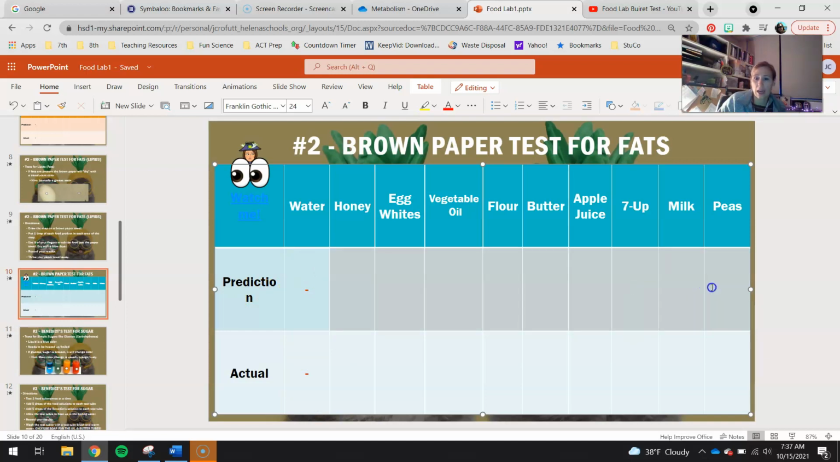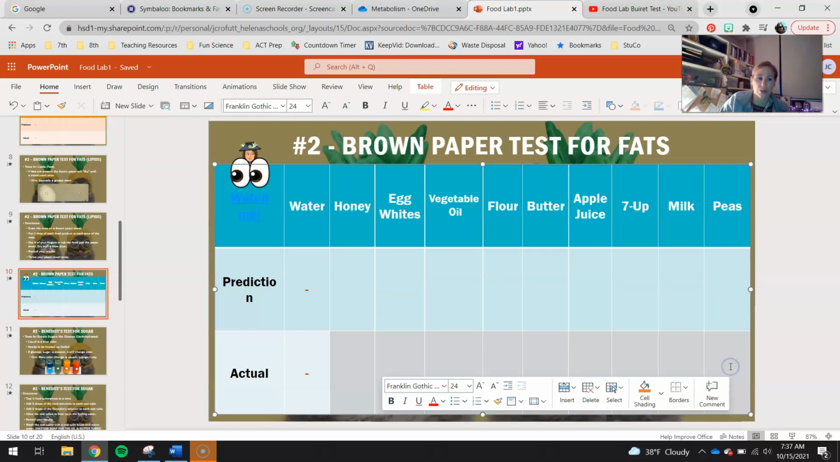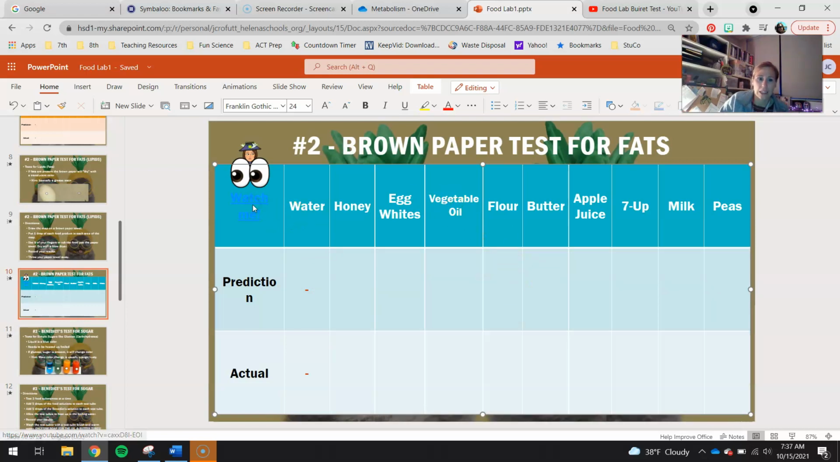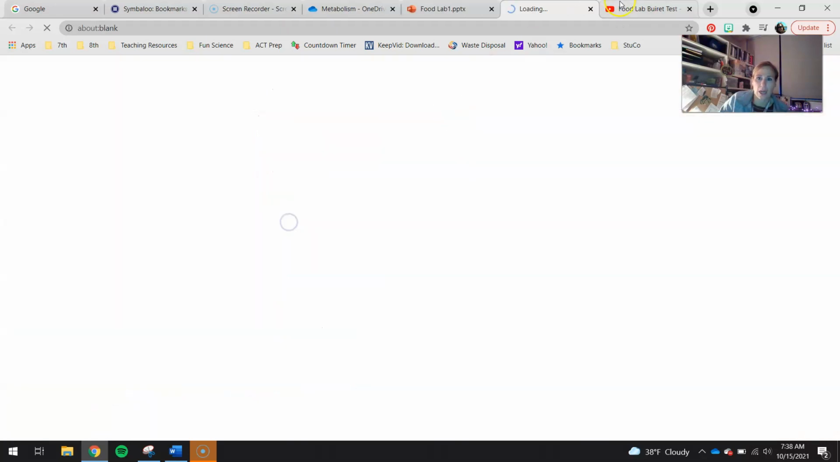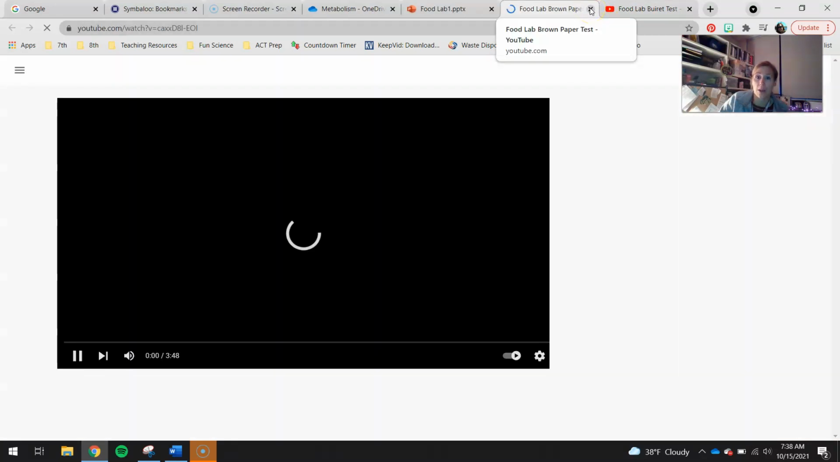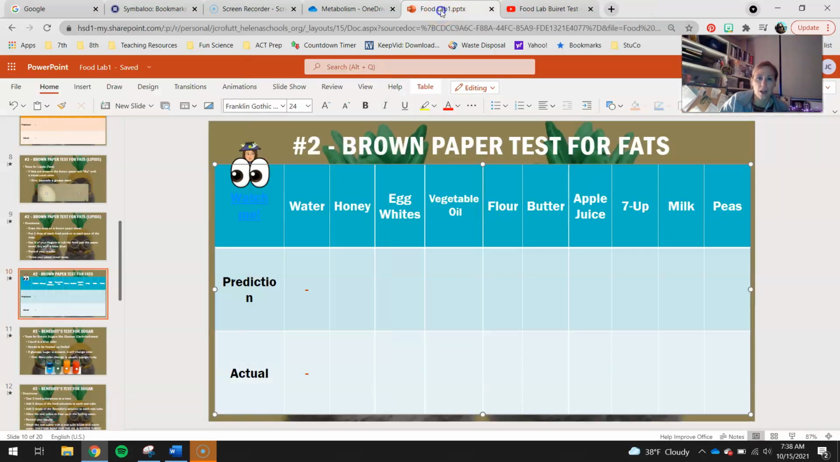so that's also a negative test for your actual. So you guys will go ahead and make your predictions as to whether honey, egg whites, vegetable oil, flour, butter, apple juice, 7-Up, milk, and peas have any fat in them. Okay, and they might kind of have different contents of fat. You might see some that are really fatty and greasy and some that just have a little bit. Okay, and then go ahead and record your actual results there after right-clicking this video link and opening it up and watching about the fat tests or the brown paper bag test or the brown paper test. Okay? All right.